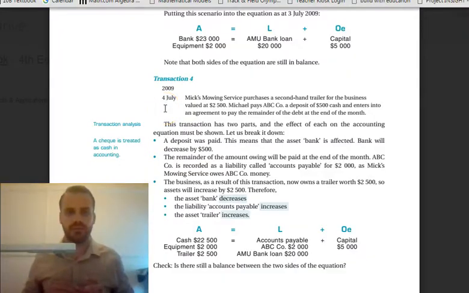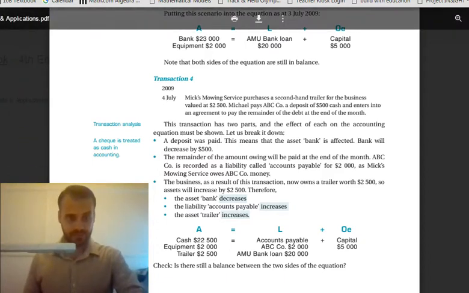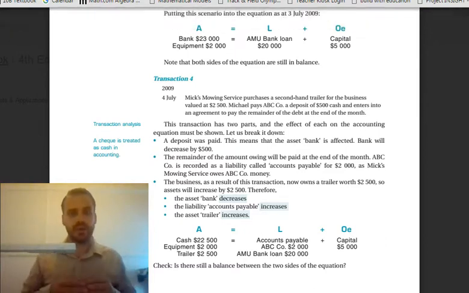So our fourth transaction here, it's the most complicated one. Mixed Mowing Service purchases a secondhand trailer for the business valued at $2,500. Michael pays ABC Co. a deposit of $500 cash and enters into an agreement to pay the remainder of the debt at the end of the month. A mouthful there. Basically, he wants to buy something, so he pays a deposit, and he's going to pay the rest later, an account payable. And you guys have dealt with accounts payable before. Let's take a look at what it would look like.